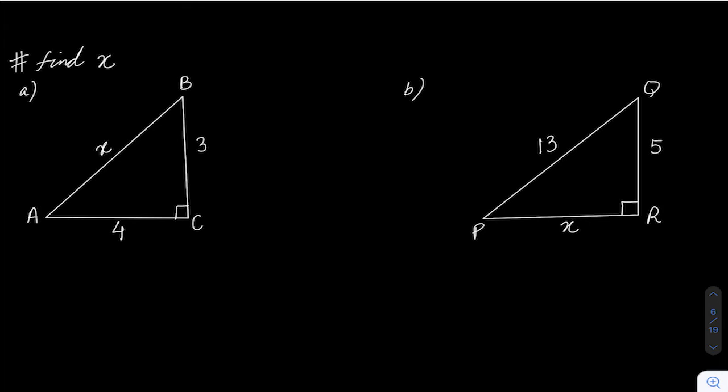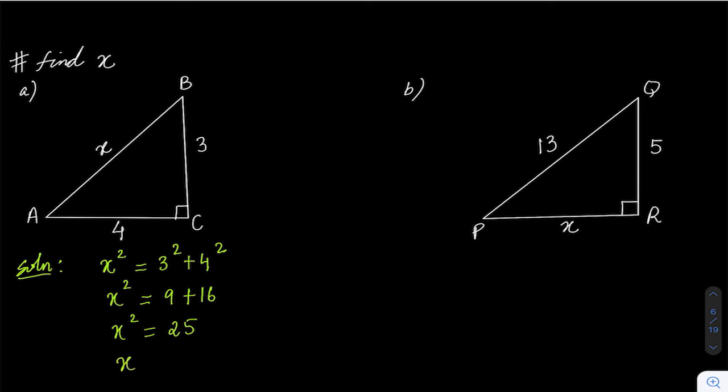First question: a triangle ABC is given, and we have to find x. x is the longest side, that is the hypotenuse. The two shorter sides are given as 3 and 4. Let's use the Pythagoras theorem to find the value of x. Pythagoras theorem says x square will be equal to 3 square plus 4 square. 3 square is 9, 4 square is 16, and 16 plus 9 is 25. So x square is 25, and x will be equal to 5.